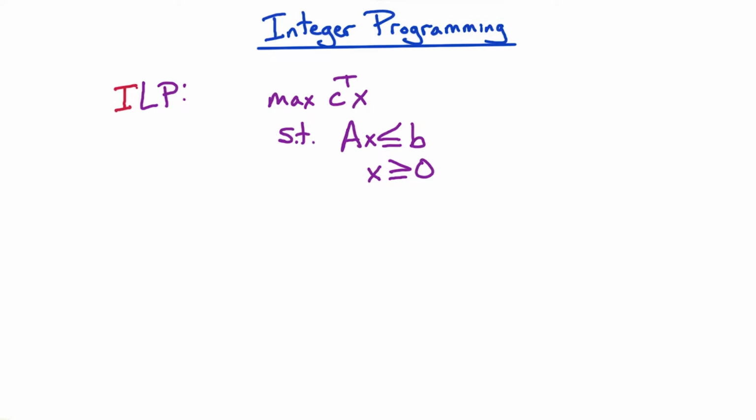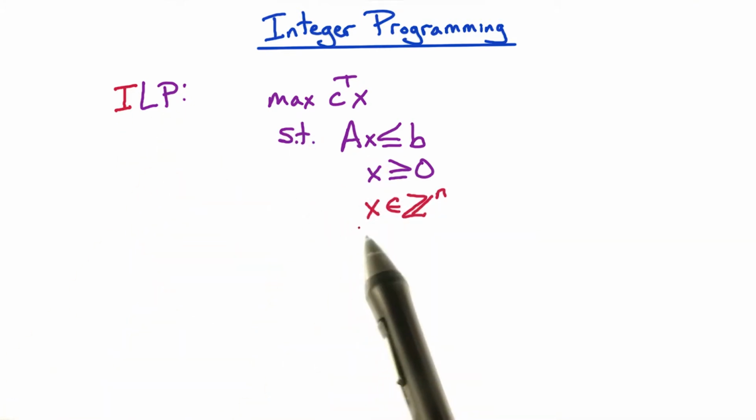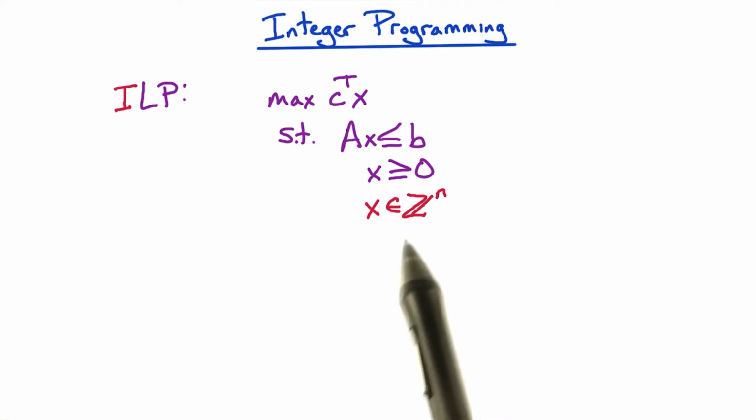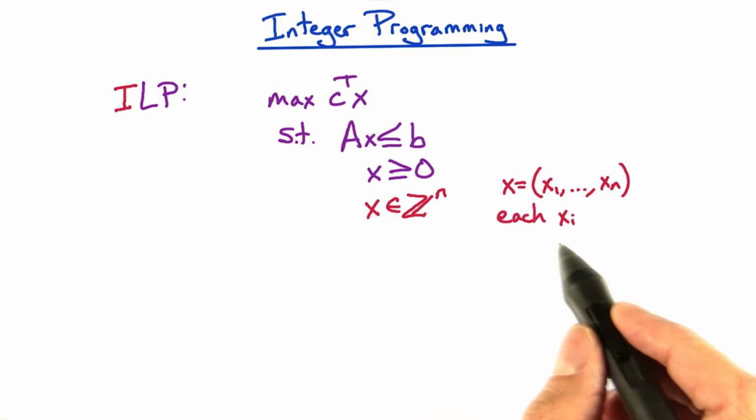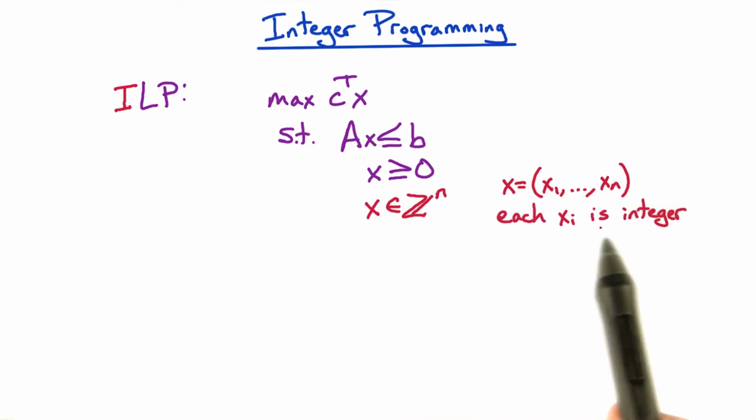Now an integer linear program, an ILP, has the same canonical form with one additional constraint. x is constrained to be in Z^n, where Z are the integers. So if you think of the vector x of size n, this constraint is saying that each x_i is integer valued. So what's going on geometrically?